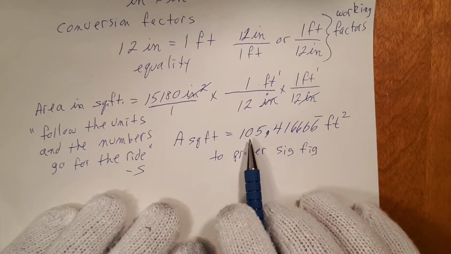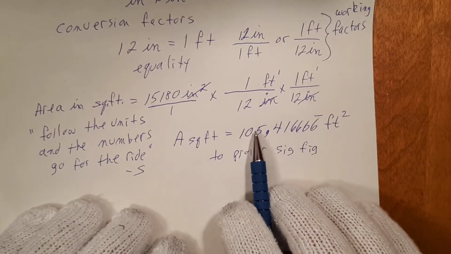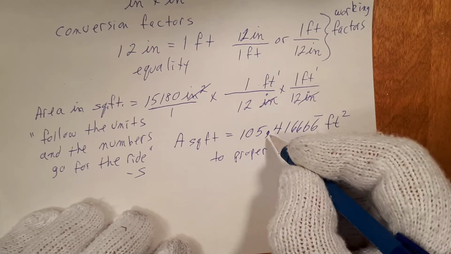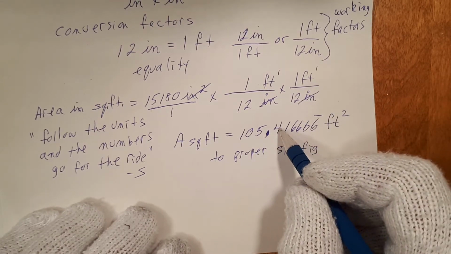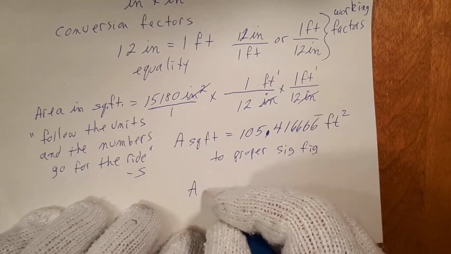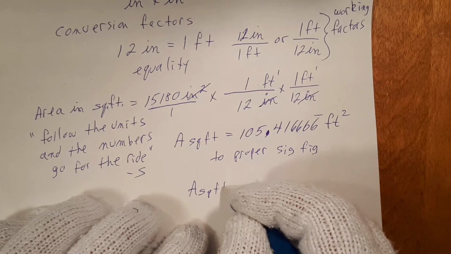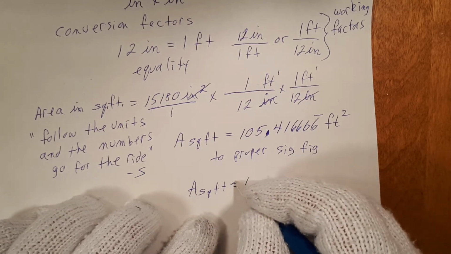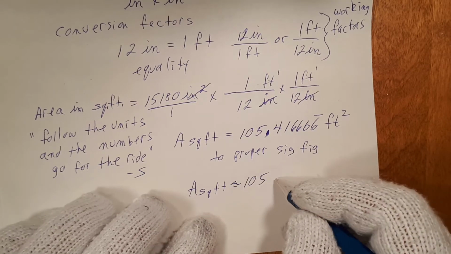Reducing this now to proper significant figures, 1, 2, 3. We look at the 4th one. And if the 4th digit is less than 5, we round down. If it's greater than 5, we're going to round up. In our case, the area in square feet is equal to, or approximately, 105 square feet.